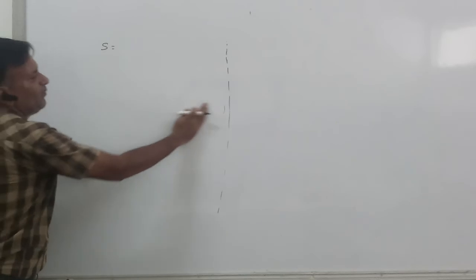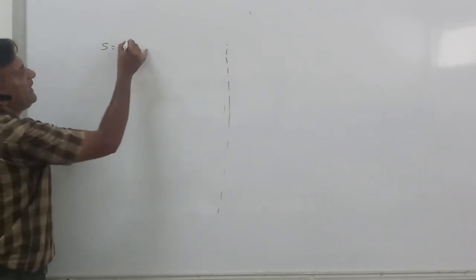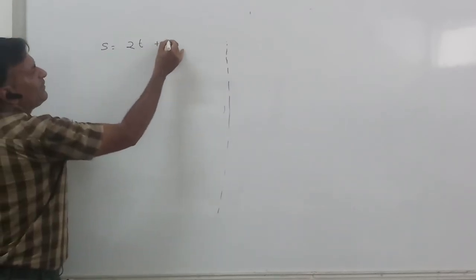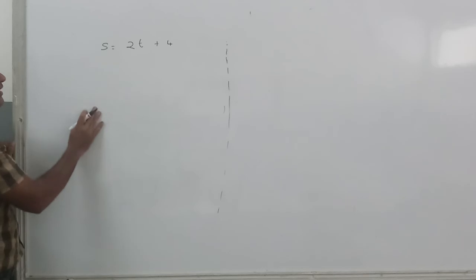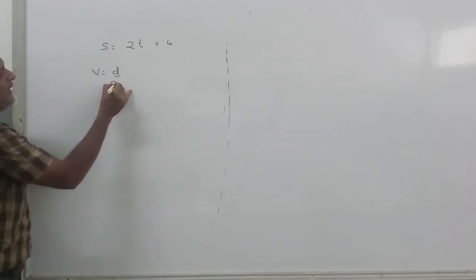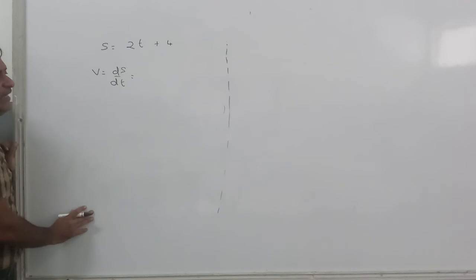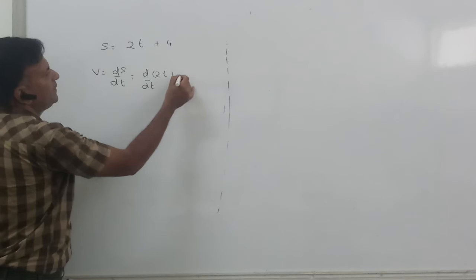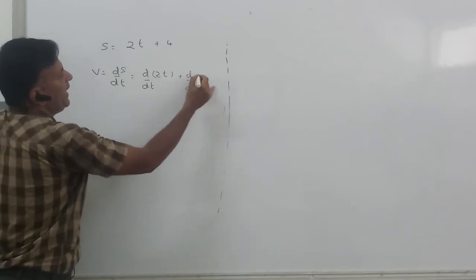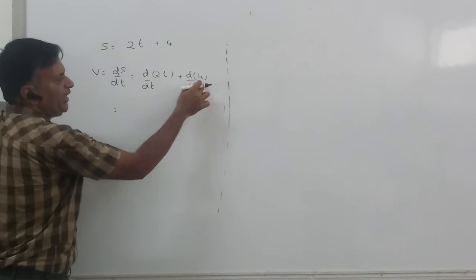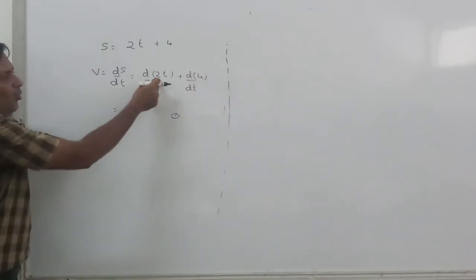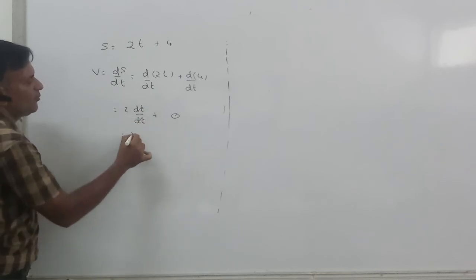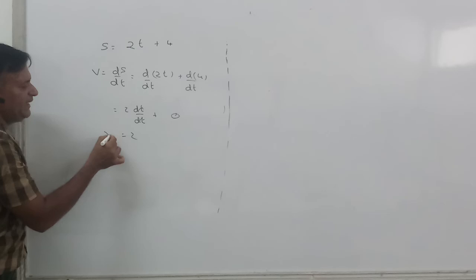Say the distance covered by the body is simply given as 2t plus, we have some constant, say 4. This is distance covered. How to find velocity? ds over dt. Now differentiate this. d by dt of 2t plus d by dt of 4. What is d by dt of 4? Equals 0. 4 is constant. What is this? 2 comes out. What remains is dt over dt. This cancels out. It is 2. Speed of the body is equal to 2.